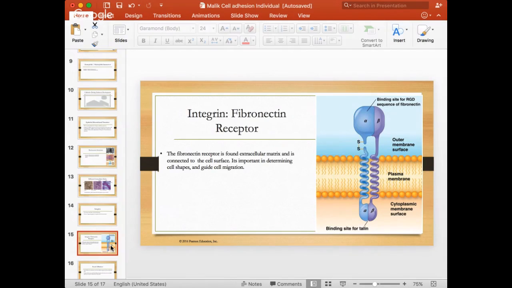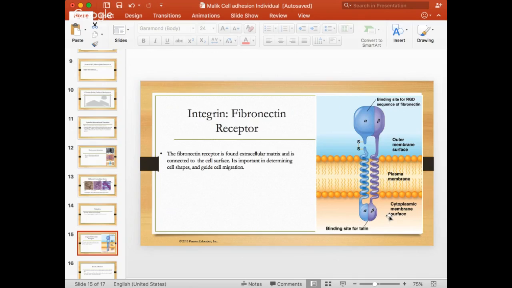So in this figure, you see we have the alpha, we have the beta, we have the outer membrane surface, the plasma membrane, and the cytoplasmic membrane surface as well. So, like I said, as you see, the fibronectin receptor has a binding site for fibronectin on the outside of the surface and binding sites for talin on the cytoplasmic side of the membrane.